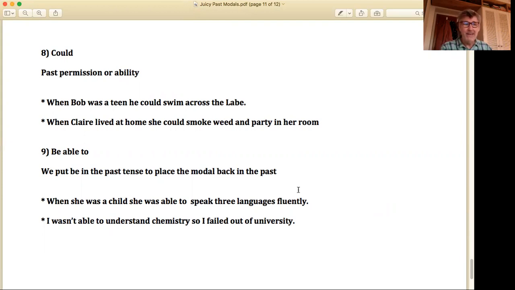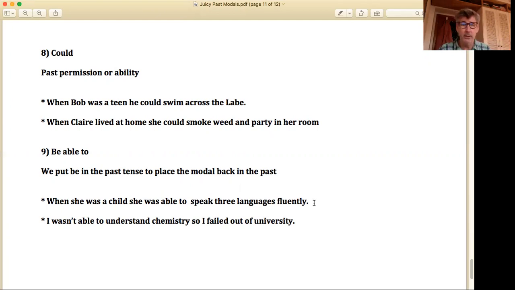And then be able to, and of course you would just put the be into the past tense, and it's kind of like yet, I believe, in Czech. And then you have this modal in the past. When she was a child, she was able to speak 3 languages fluently. All right. So we have these 3: would not, could, and be able to, which are modals we use in the past that are not in this structure.